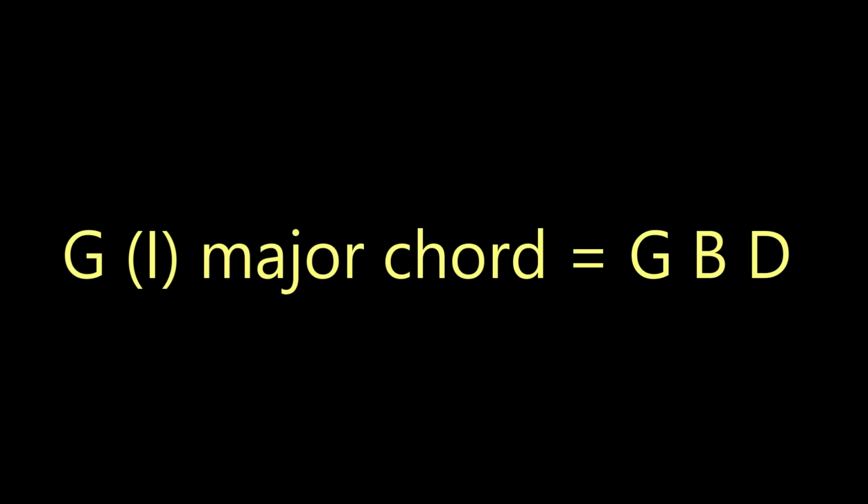If we take the G major scale, start on the G note, play every other note, and stop after 3 notes, we have G, B, and D. These are the notes of a G major chord. Because the root of the chord is G, the first note in the scale, we call this the 1 chord in the key of G.